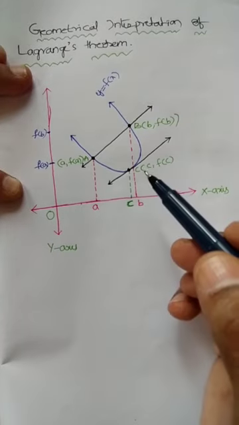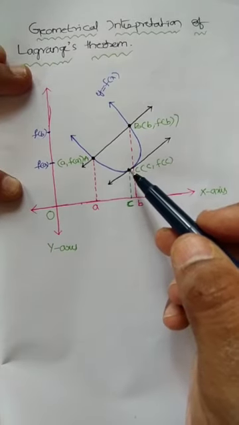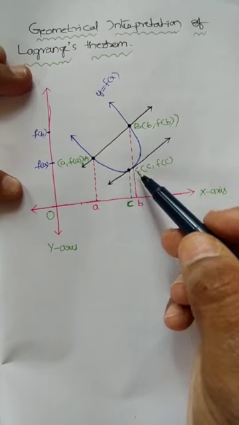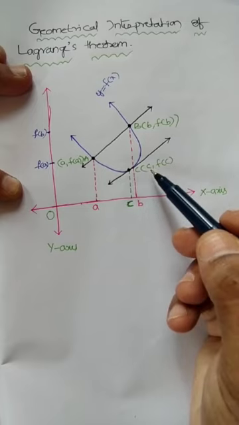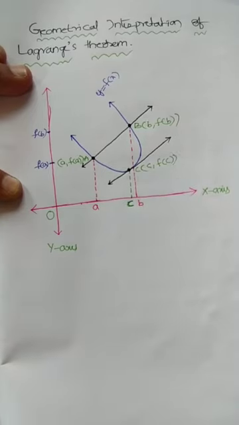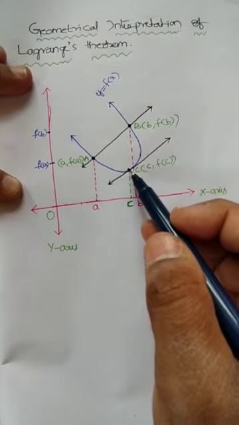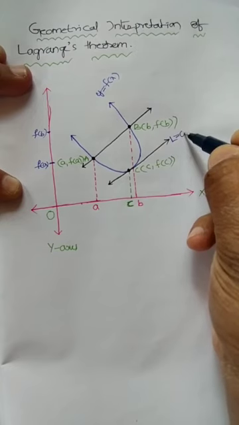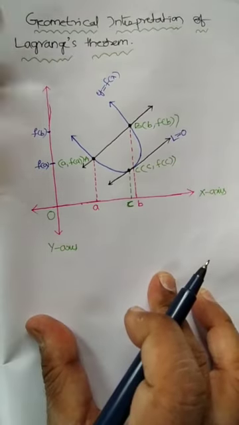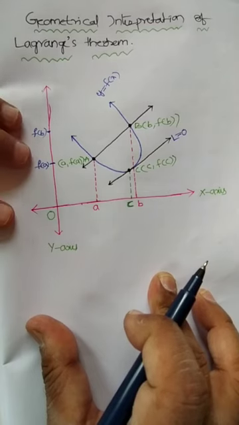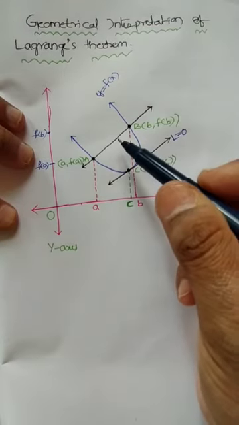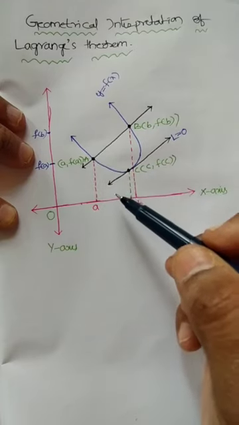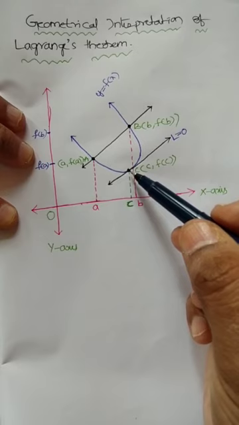Now taking any real number c, suppose the point c is here, with the coordinate c comma f of c. On that point I am going to draw the tangent line to this curve. Now once you observe this diagram, the line joining AB is parallel to the tangent line drawn at this point c, isn't it?